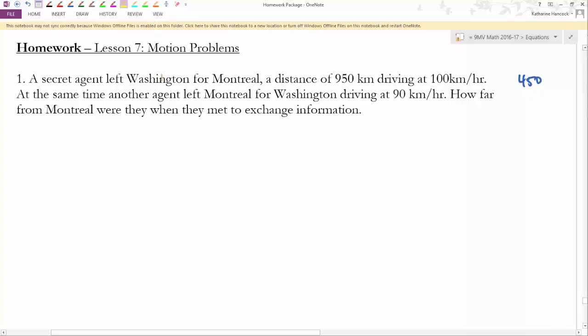So, important information. From Washington to Montreal, we have a total distance. From Washington to Montreal was driving at 100. At the same time, another agent leaves Montreal for Washington at 90. How far from Montreal were they when they met to exchange information?